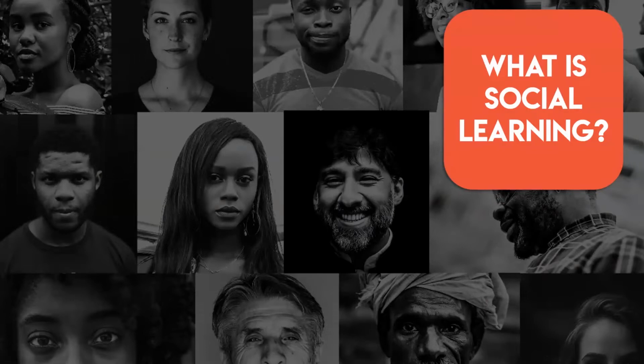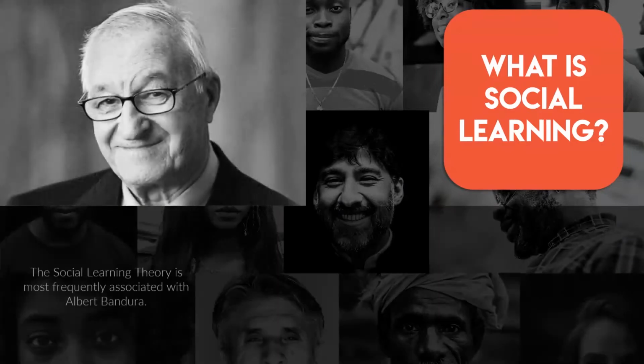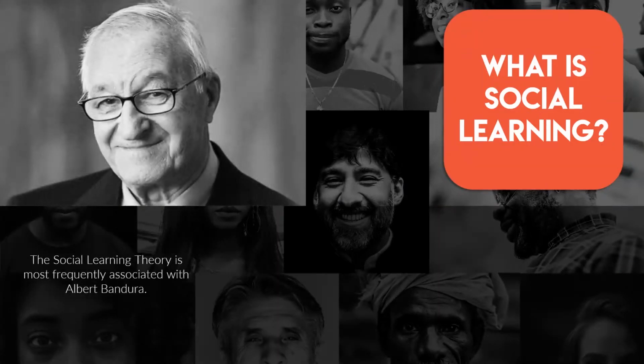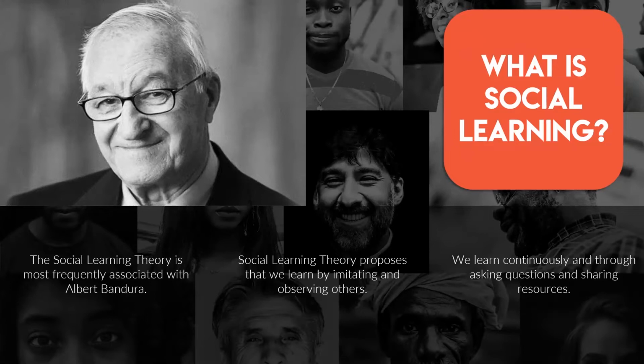Social learning theory is most frequently associated with somebody called Albert Bandura. The concept started to emerge in the 1960s, though there were other influences, of course, before that. Social learning theory proposes that we learn by imitating and observing others. We learn continuously, and we learn through asking questions and sharing resources. There are, of course, some conditions to this. Observation does not automatically lead to learning, and nor does learning automatically lead to behavior change.